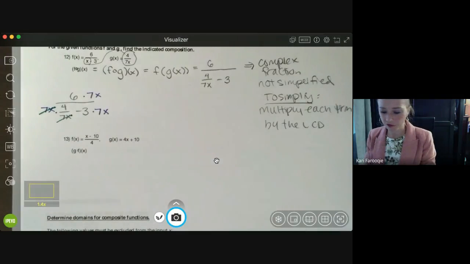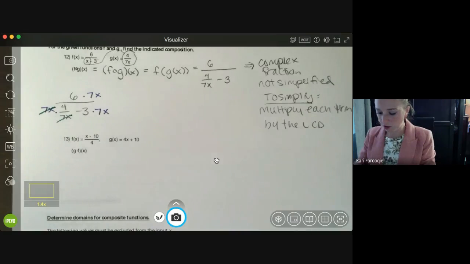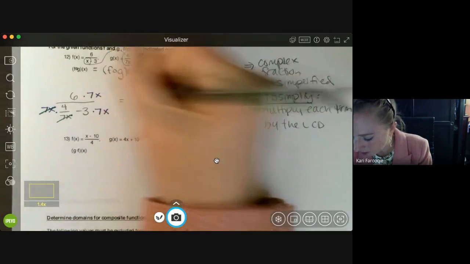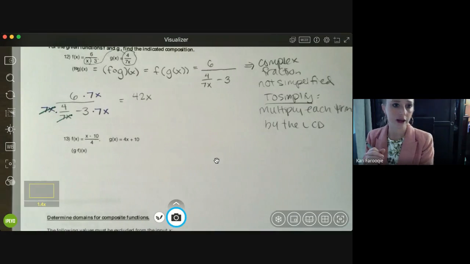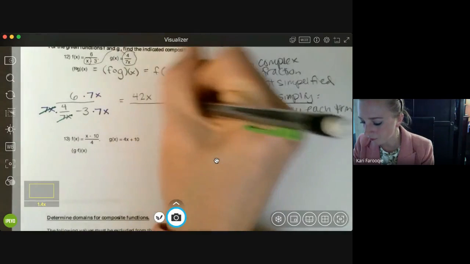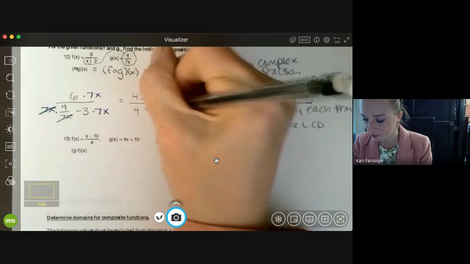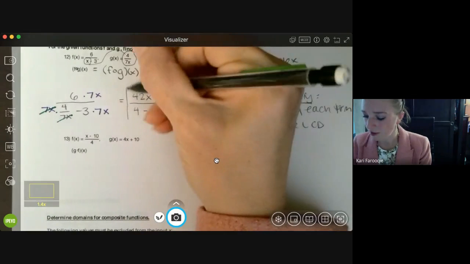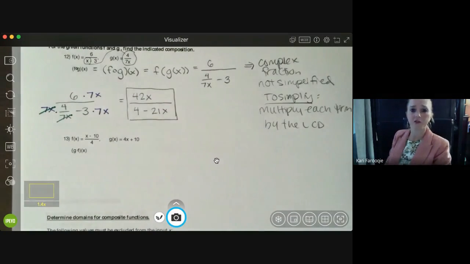Let's go ahead and simplify. When you multiply by 7x in all three terms, you're going to get this denominator to cancel, which is exactly what you want. The rest of the expression stays. 6 times 7 is 42. We still have an x that we're carrying over. In the denominator, you still have a 4 minus 21x. This is the simplified version of your composite function.